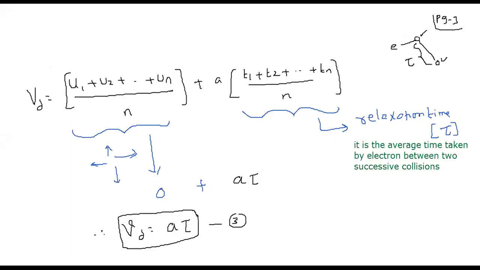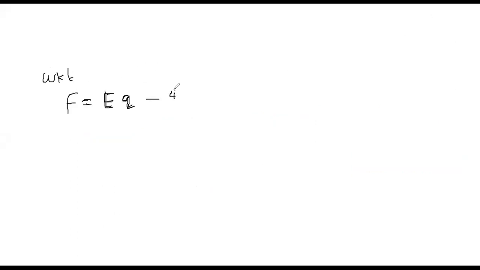Now for the electron to move, force is needed. So we know the force formula: F is equal to E into Q. F is force, E is electric field, Q is charge. Let us take this as equation number 4. What is Newton's second law? According to Newton's second law, F is equal to ma. Equation number 5.